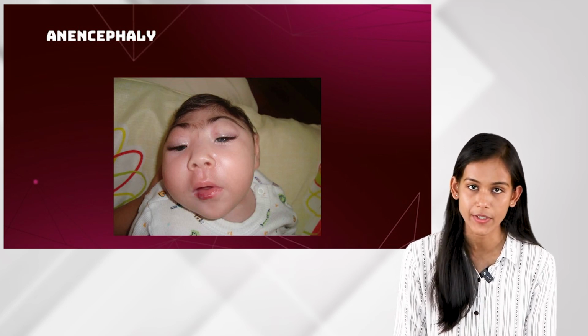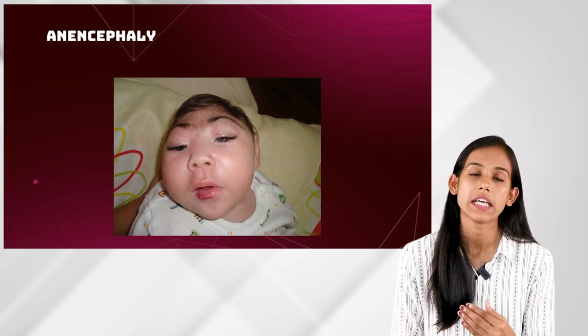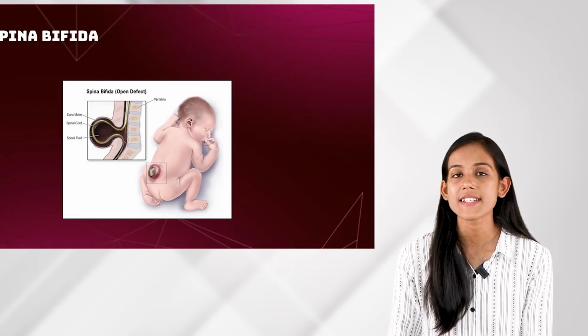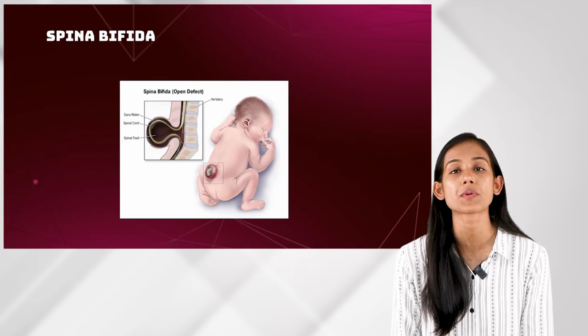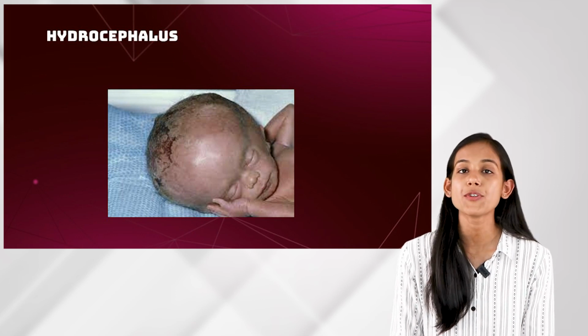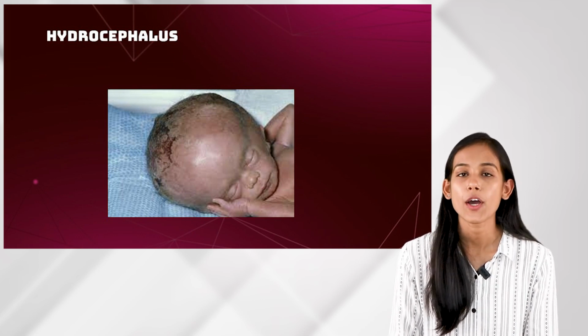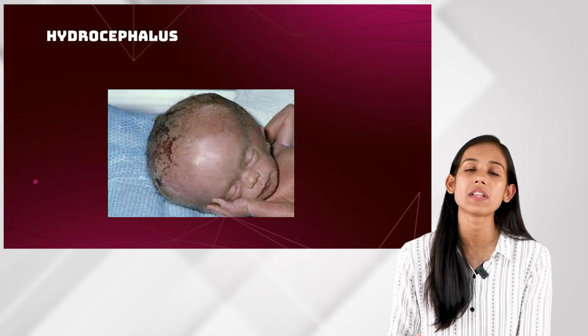Here, as you can see in the picture of anencephaly, you can understand that part of the brain or skull is missing. Basically the baby is born without certain parts of the brain or skull. Then there is spina bifida, which is also related to the central nervous system. So this is also a congenital anomaly. And then we have hydrocephalus. Here, as you can see in the picture, the newborn has a large head. Now why it is, what the cause is and how it happens, those things we will learn when we learn about hydrocephalus.